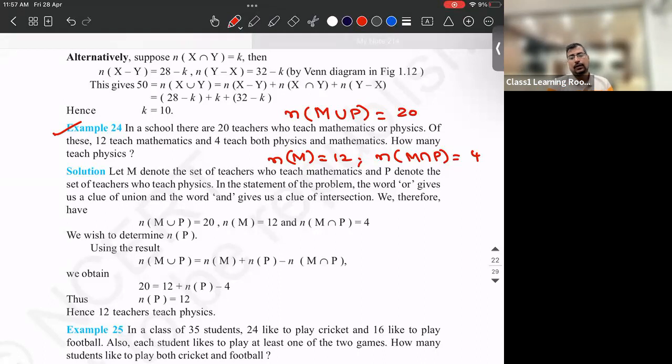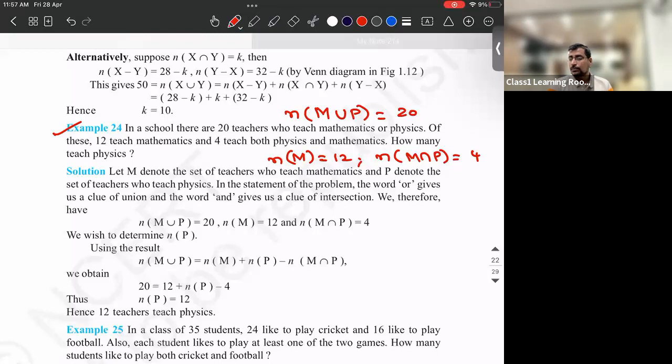In a class of 35 students, 24 like to play cricket. So N of, for cricket, you can use the first letter. N of C is 24. And 16 like to play football. N of F is 16. Also, each student likes to play at least one of the 2 games.